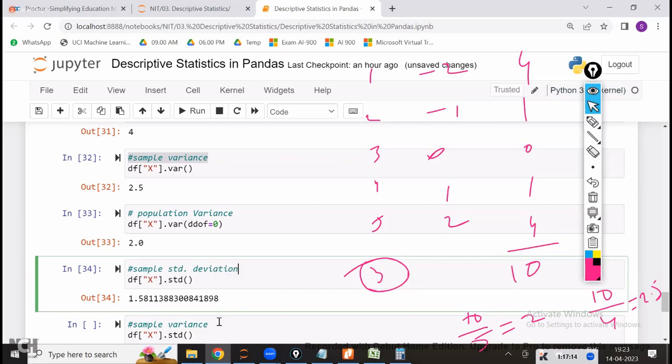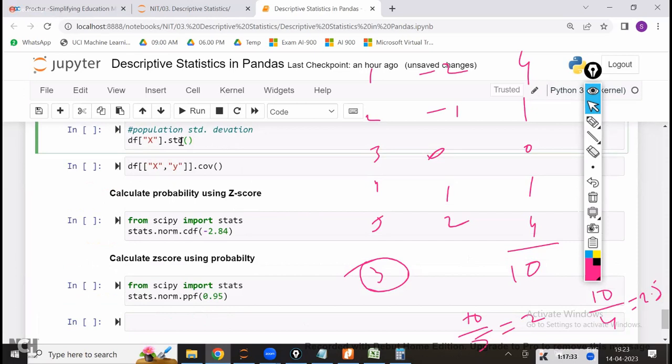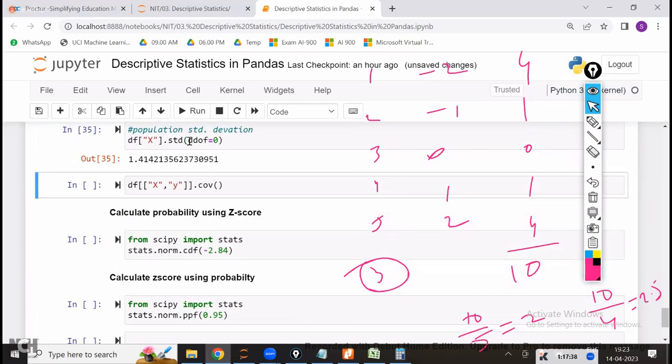Similarly, you are having the population standard deviation. For population standard deviation, what is the formula? Square root of the population variance. Variance is 2. Square root of 2 is 1.414. So just what you have to write is ddof equal to 0. You are going to get 1.414, square root of 2. Is that clear? Clear, guys? Minimum value, maximum value, everything is clear, or anything? Clear?